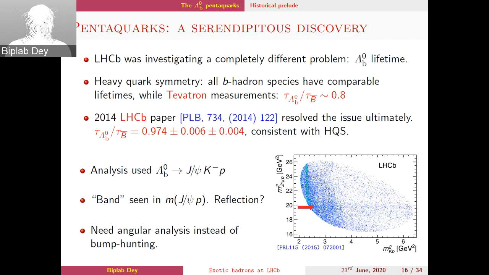And partly because of this, pentaquarks were a sort of taboo thing, where you'd be very, very careful in claiming anything. So one thing which was very clear is that bump hunting would not work; you really need to do a full angular analysis.